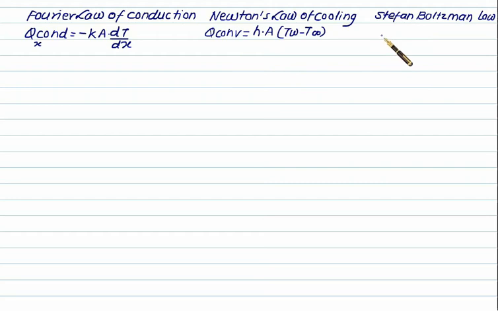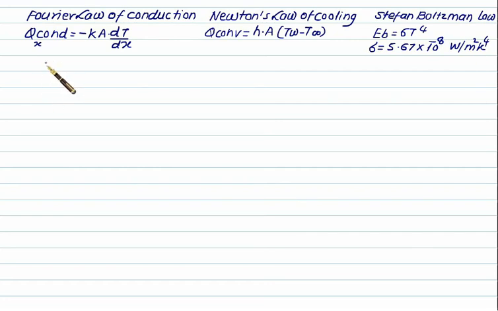For a black body, the total hemispherical emissive power per unit area per unit time is given by Stefan-Boltzmann's law as Eb equal to sigma into T to the power 4, where sigma is the Stefan-Boltzmann constant, 5.67 into 10 to the power minus 8 watt per meter square Kelvin to the power 4.